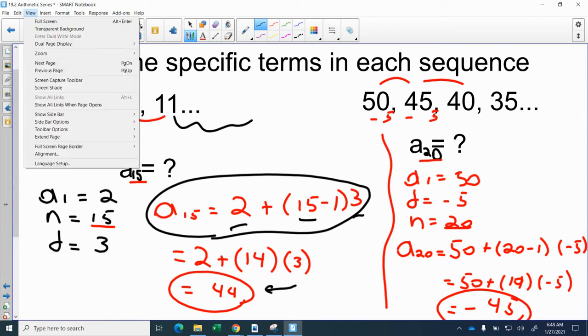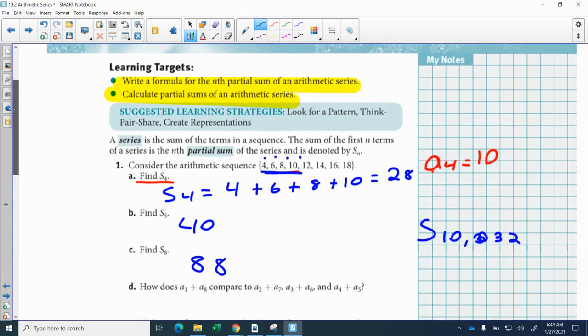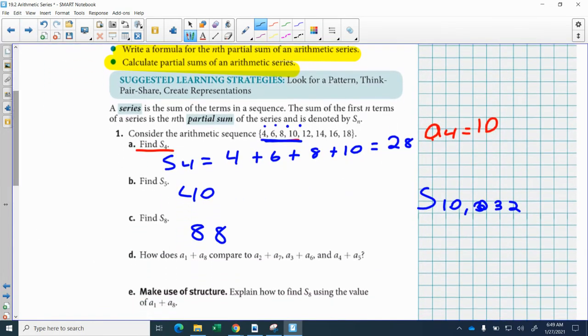Well, today we're going to talk about the next idea behind this, which is called a series. And the key thing you have to understand about a series, or what we call a partial sum, is that we are going to be combining the values together of these pattern-based values, okay? So within a partial sum, it's a total value of all of those numbers within the pattern.